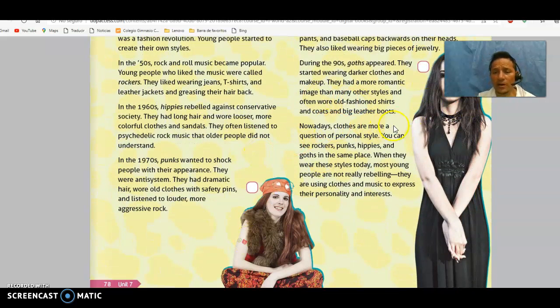Nowadays, clothes are more a question of personal style. You can see rockers, punks, and hippies in the same places. When they wear these styles today, most young people are not really rebelling. They are using clothes and music to express their personality and interests.